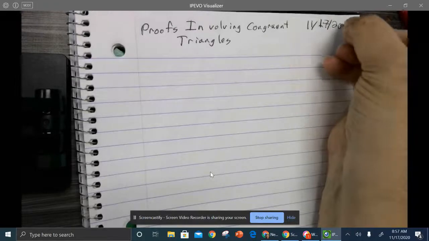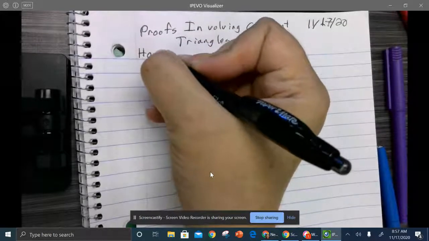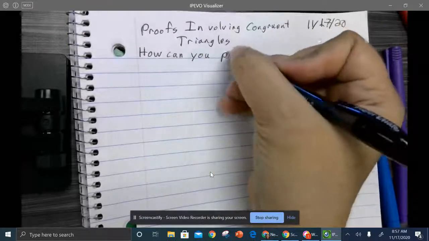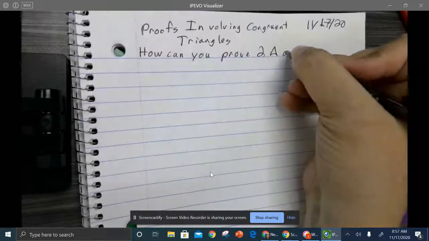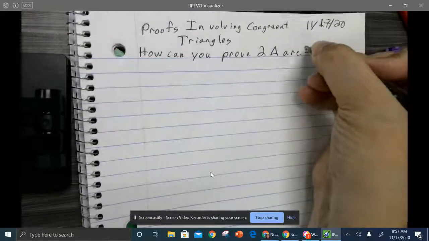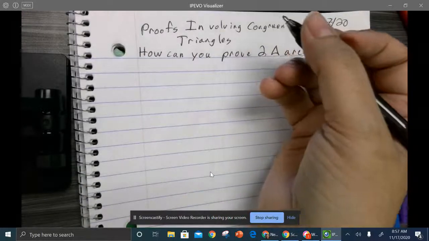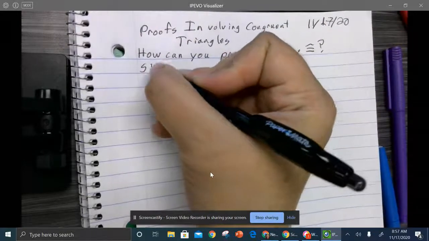Okay, so our essential question: how can you prove two triangles are congruent? Okay, so think about it, like what's the next step for this? So our steps for this, everybody.